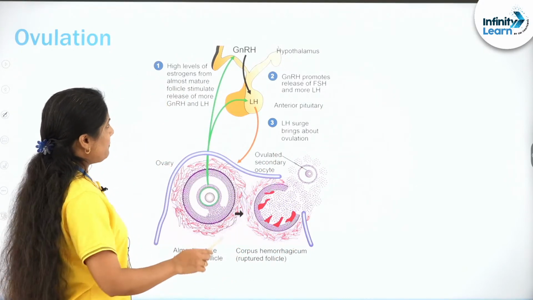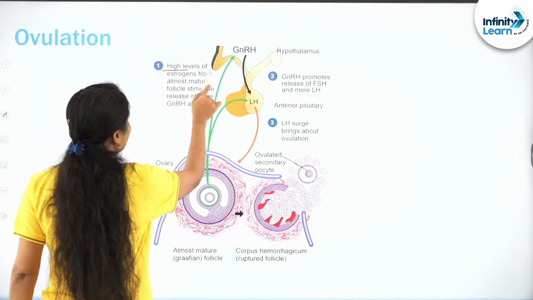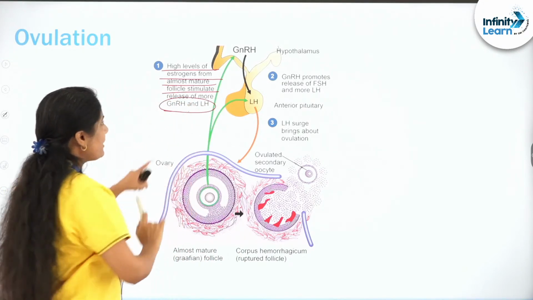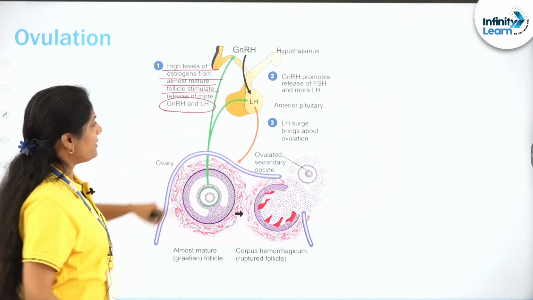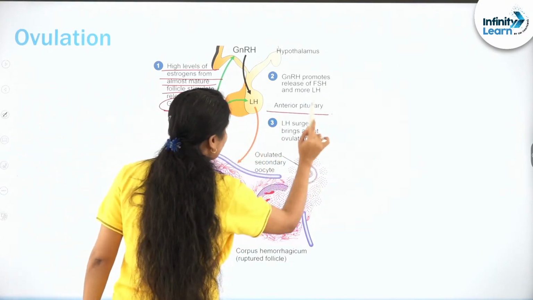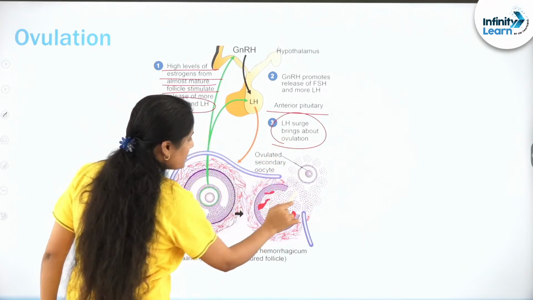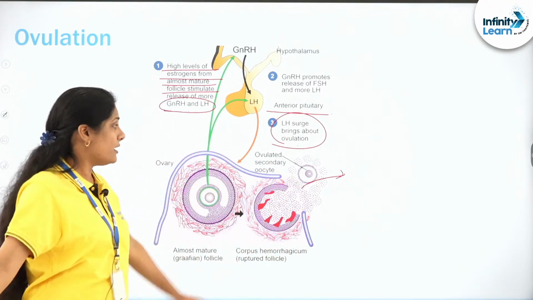Beautiful diagram to explain the ovulation. High levels of estrogen from a mature follicle is something that's causing the release of GnRH and LH. This LH that is secreted from the anterior pituitary gland is peaking, causing the LH surge, and that's what is causing release of the ovum.